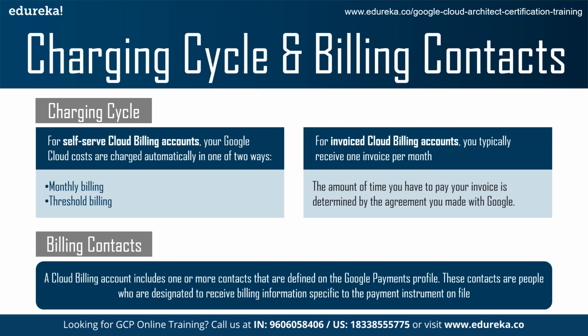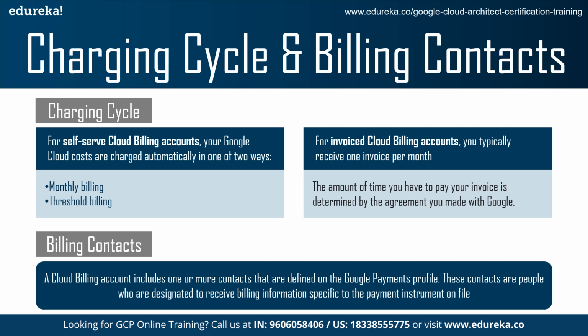You can see monthly billing, where costs are charged on a regular monthly cycle. And the second is threshold billing, in which the costs are charged when your account has accrued a specific amount. For self-serve cloud billing accounts, your charging cycle is automatically assigned when you create the account. You do not get to choose your charging cycle and you cannot change it. For invoiced cloud billing accounts, you typically receive one invoice per month, and the amount of time you have to pay your invoice, meaning your payment terms, is determined by the agreement you made with Google.